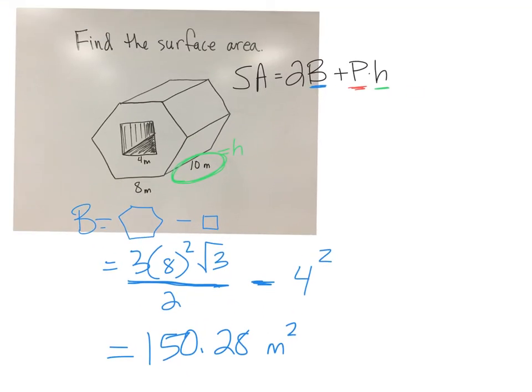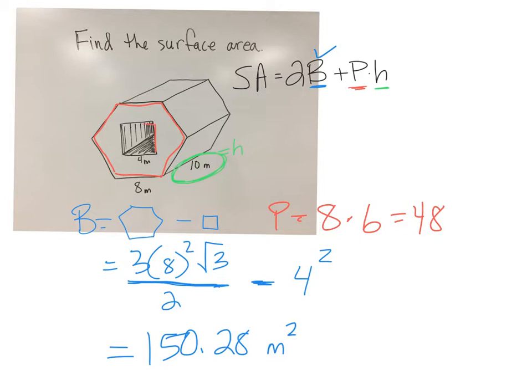So base area, check. You always subtract when you're finding the base areas. Next, we need to find the perimeter. So we have the outer perimeter of our hexagon, which is pretty easy. That is 8 units, 8 meters times 6 sides.